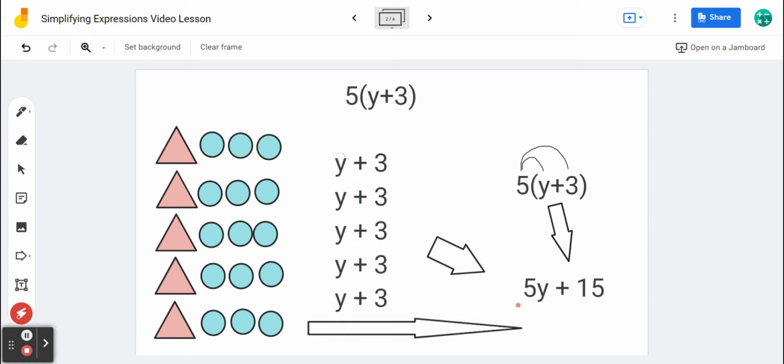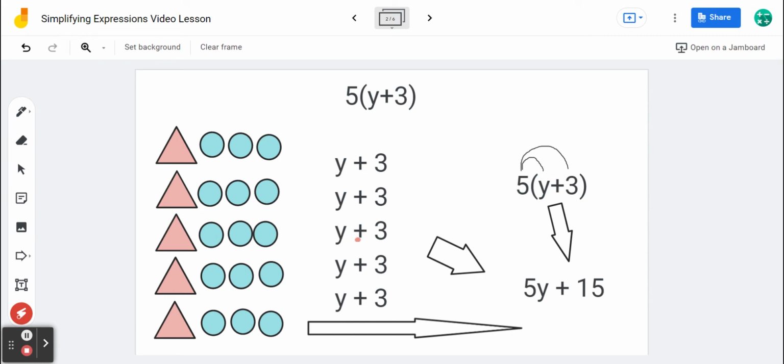That gets me my 5y. And then I can add all these 3's, and that's how I get 15. But again, this is a little bit more work than the distributive property.